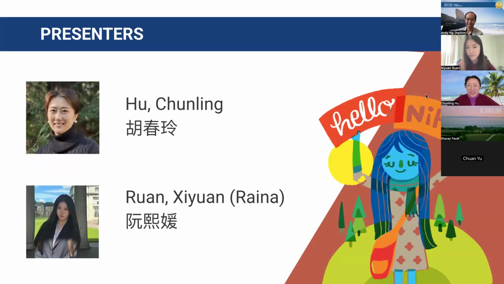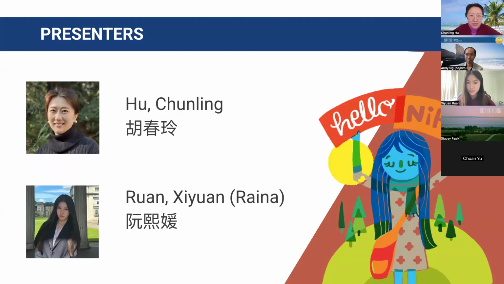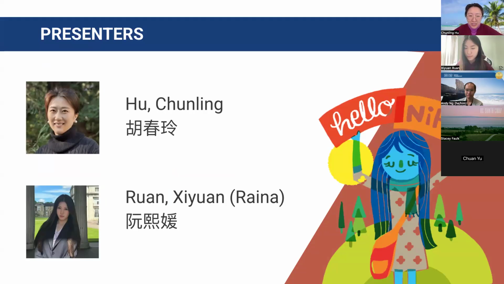Okay, thank you, Andy. Hello, everyone. Welcome. My name is Chunling Hu, and in Chinese, it is pronounced as Hu Chunling. I'm an international student advisor in ISSP, International Student Services and Programming, and I'm excited to have this opportunity to practice Chinese name pronunciations with you together. Reina? Hi everyone, my name is Xi Yuan Ran, Reina, and in Chinese it is Ran Xi Yuan, and I'm a second year majoring in computer science. I'm from Nanjing, China. Welcome, guys.